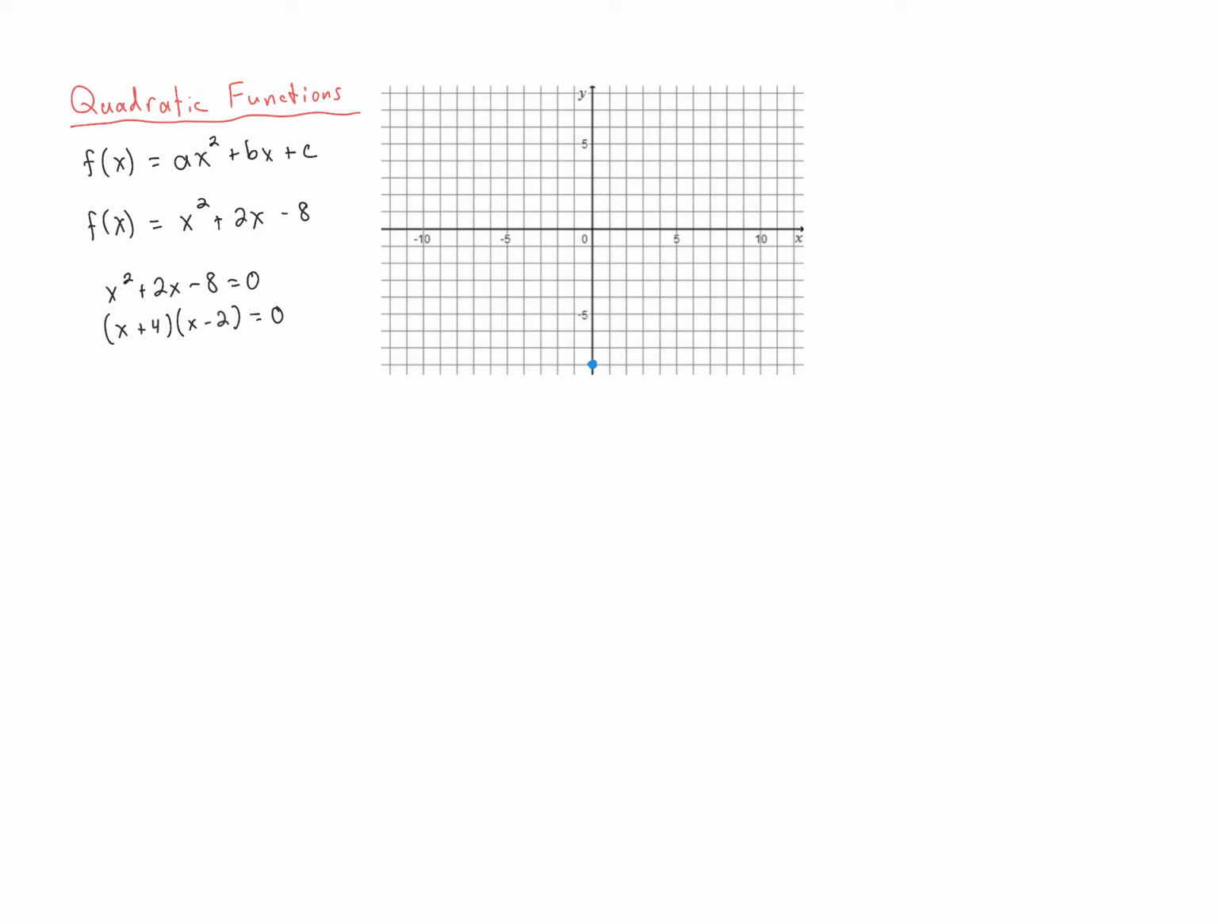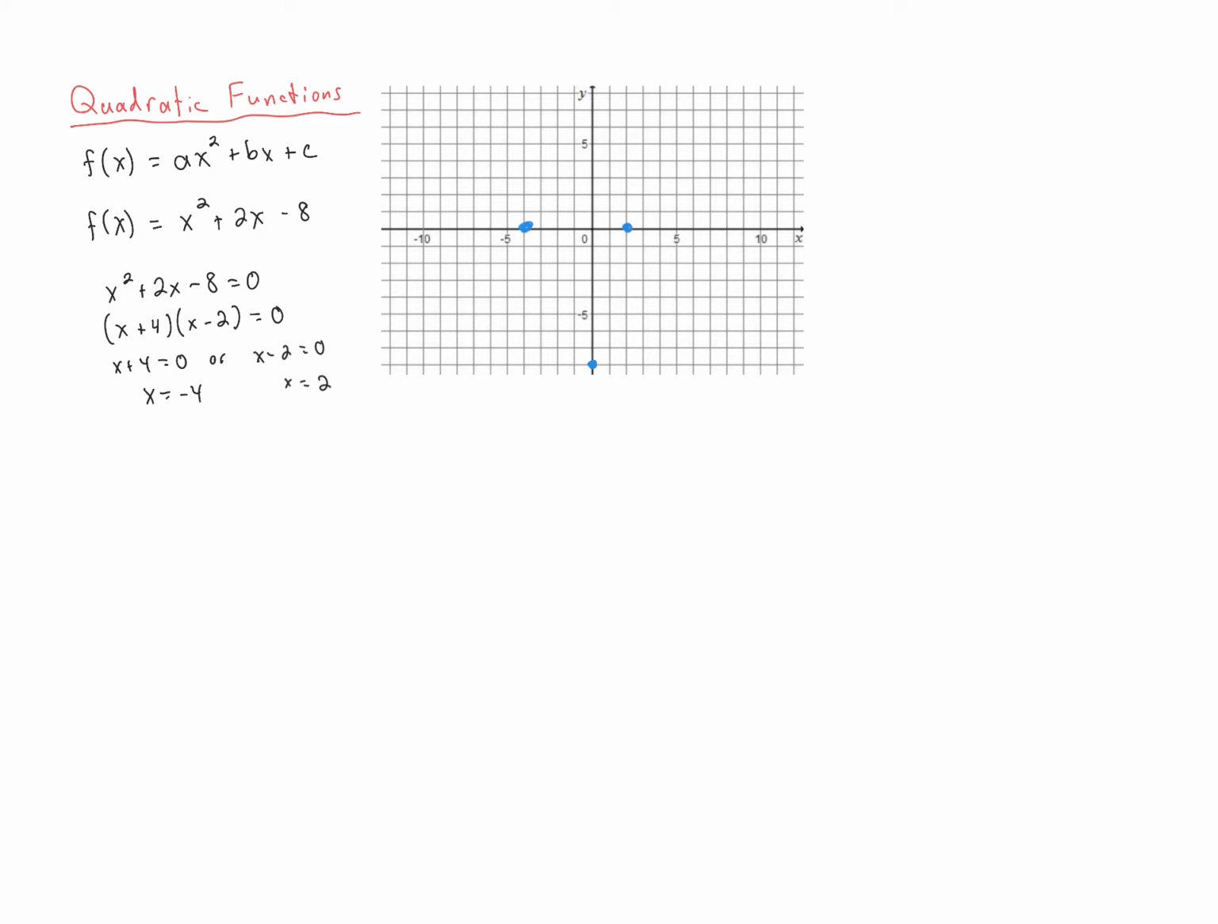If we set each of these equal to 0, x plus 4 equals 0, or x minus 2 equals 0, and solve these for x, we get our intercepts: x equals -4 or x equals +2. So we can plot those on the x-axis, and that gives us 2 more points.